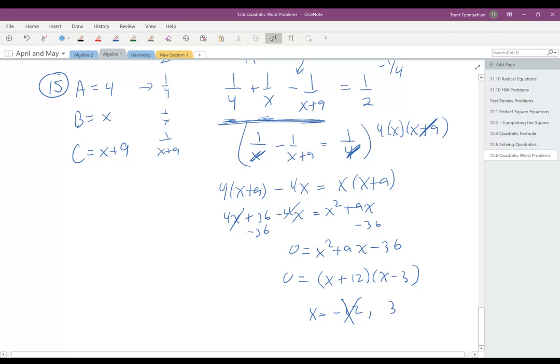And so the amount of time it takes B to fill this pool by itself is 3 hours, which the question actually asks for C. How long does it take to empty the pool by itself? Well, that's just going to be 3 plus 9, or 12.